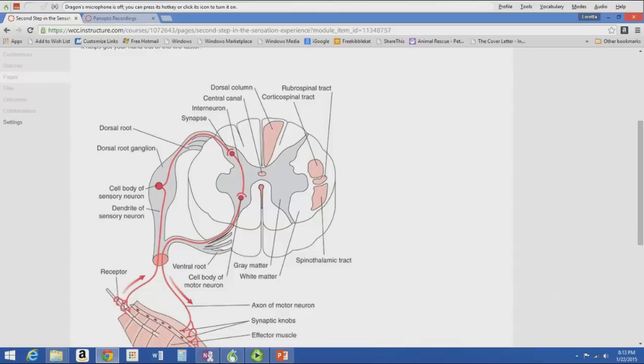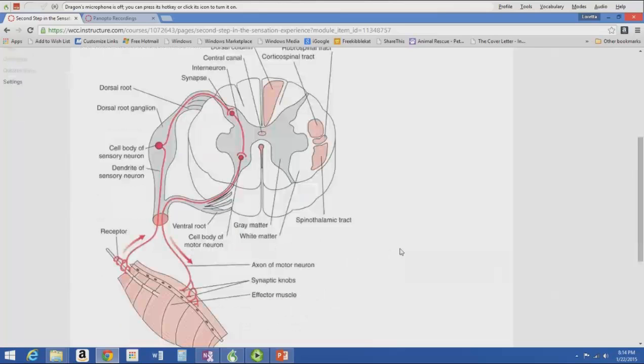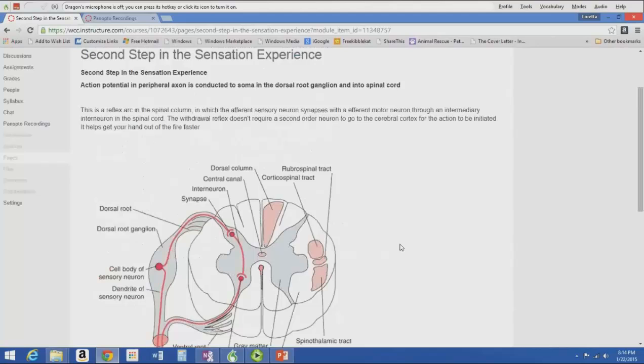So that is a super quick pathway. Sensory nerve comes in to the cell body in the dorsal root ganglion. It goes out the second axon because it's a pseudo-unipolar. It synapses with an interneuron in the spinal cord, which then goes a short way, quickly synapses with a motor neuron in the ventral horn. That motor neuron goes right out to the muscle and says, "Get your hand out of the fire, you crazy person." Okay? So that's a really quick pathway.